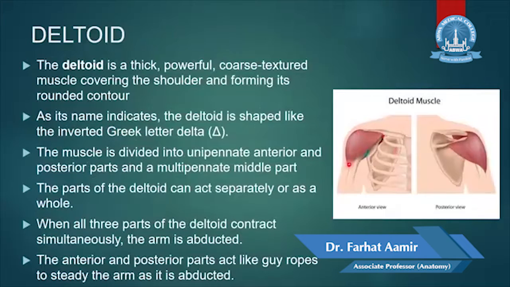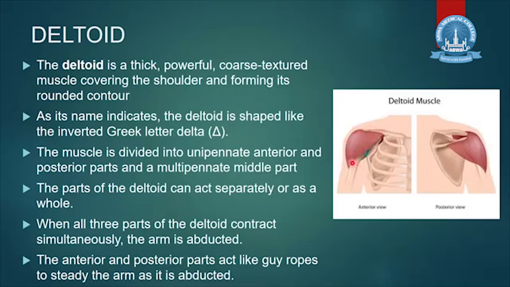Can you see here in this diagram? This is deltoid muscle, which is a thick, powerful, coarse textured muscle covering the shoulder and forming its rounded contour. See here, this is a rounded muscle. As its name indicates, the deltoid is shaped like the inverted Greek letter delta. See here, it is a Greek letter delta.